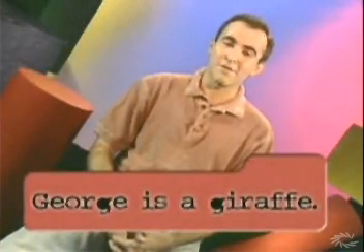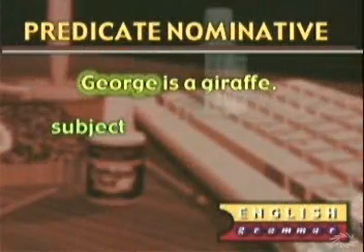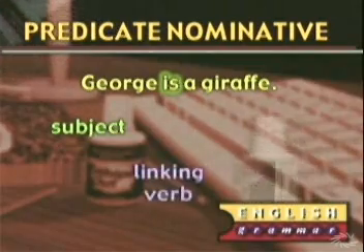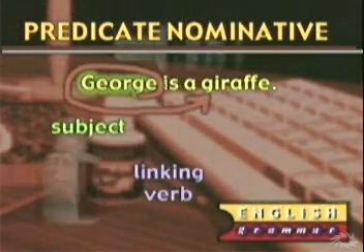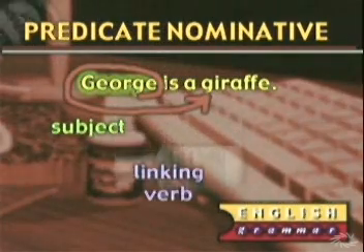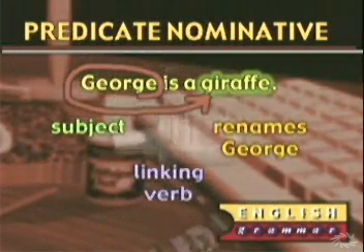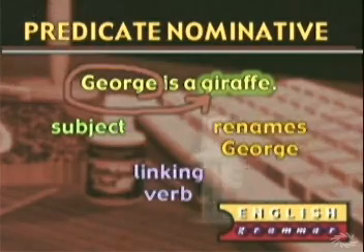George is a giraffe. George is our subject. We've established that. Next, is. Okay, this is our linking verb. What does it link? It links our subject, George, with the other noun, giraffe. Giraffe renames what George is. This makes giraffe the infamous predicate nominative. Easy peasy, kick you in the kneesy. Let's try another sentence.